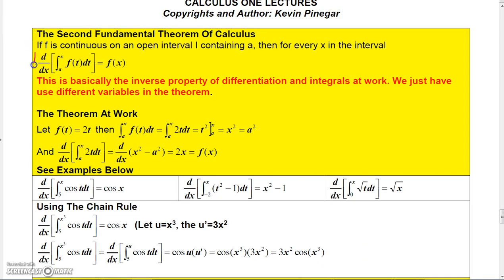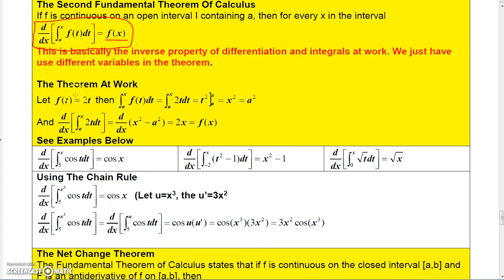There is a second fundamental theorem of calculus defined like this. It says if you take the derivative of the integral from a to x of f of t dt with respect to x, you'll get the function f of x. The reason that we're not using x in here is to avoid the confusion between the f of x here and the f of x in here. So basically the theorem looks like this.